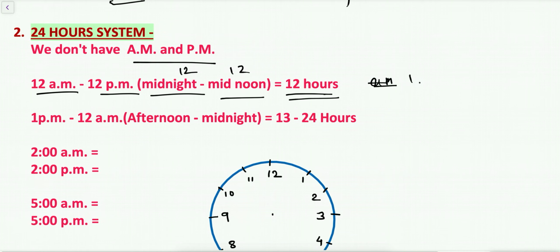So 2 a.m. will be written as 2 hour, 2 only, and 2 in the afternoon will be read as 12, 13, 14, that is 14 hour. 5 a.m. in the morning will be read as 5 hour, and 5 in the evening will be 13, 14, 15, 16, 17, that will be 17 hour.